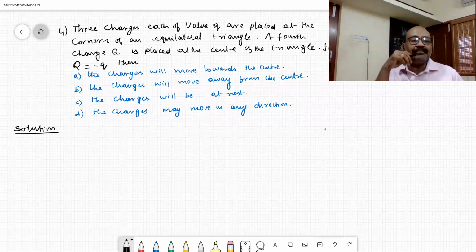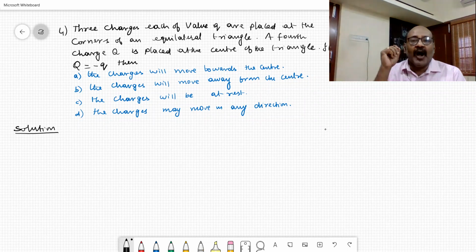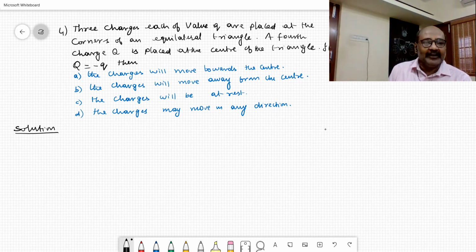Come on, go through the next problem. Problem number 4. 3 charges, each of value Q, are placed at the corners of an equilateral triangle. A fourth charge, capital Q, is placed at the center of the triangle. If the charge capital Q is equal to minus Q, then will the charges move towards the center, or away from the center, or will it be at rest, or can it move in any direction? That is the option given. So how to calculate? First of all, let us consider an equilateral triangle.